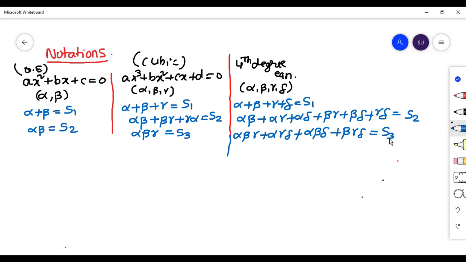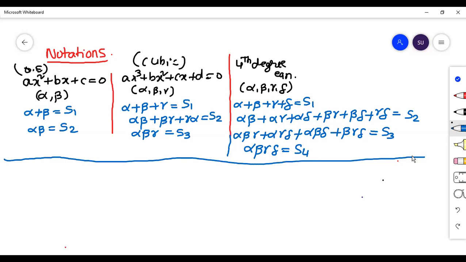So if you write S3, you will get a sum like this. Next, S4 is alpha beta gamma delta. So based on the equation, if it contains 5 roots, you will get S1, S2, S3, S4, S5. With 6 roots: S1, S2, S3, S4, S5, S6. Like that, the sums of the products of roots can be denoted by S1, S2, S3, S4, S5 and so on.